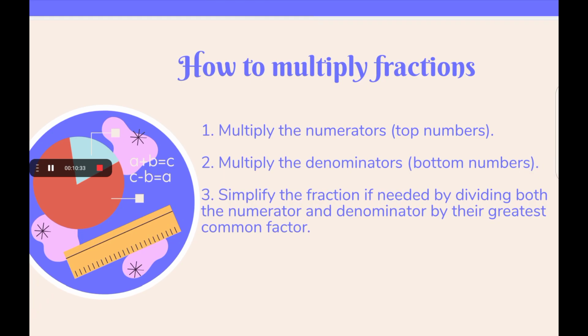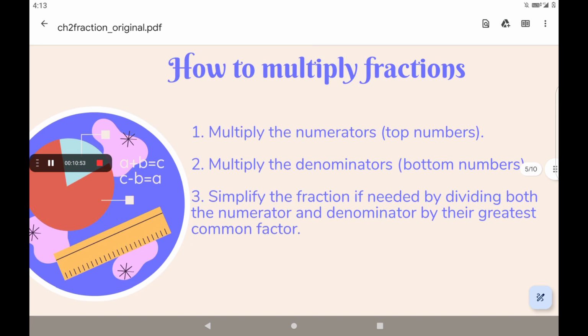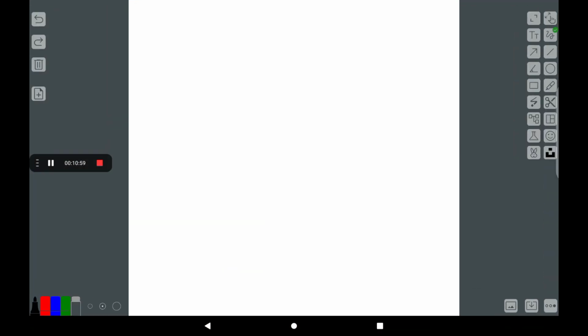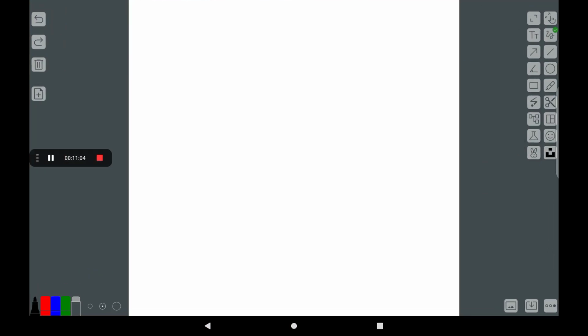Multiplying is quite simple. It's a long chapter, so it will take time, but okay, let's go. So, multiply the numerators, the top numbers. Multiply the denominators, the bottom numbers. Simplify the fraction if needed by dividing both the numerator and denominator by the greatest common factor, GCF. So, let's go.